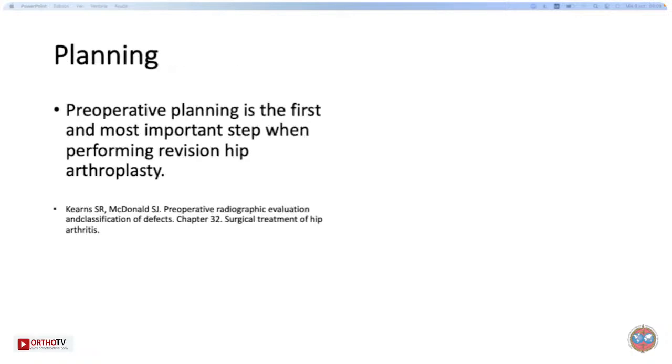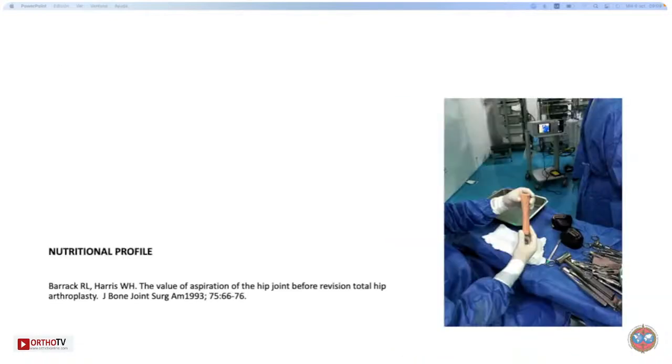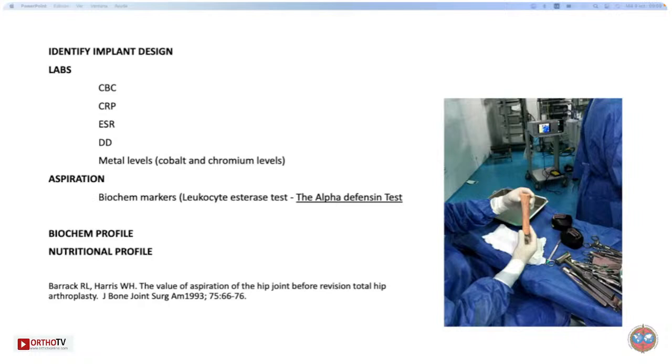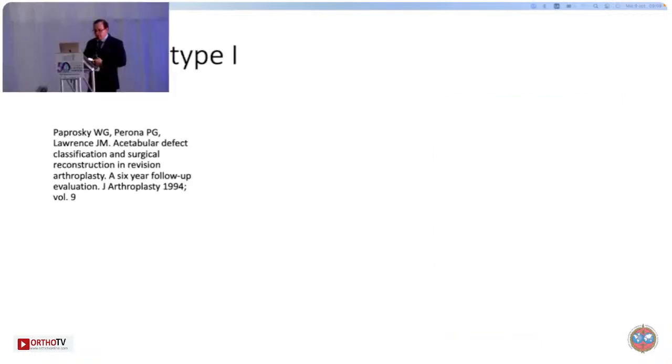Let me tell you about planning. Preoperative planning is the first and most important step when performing revision hip arthroplasty. We need to identify implant designs, labs like CBC, CRP, ESR, D-dimer, metal levels like cobalt and chromium levels, aspiration, biochemical markers like the leukocyte esterase test and alpha defensin test, biochemical profile, nutritional profile.